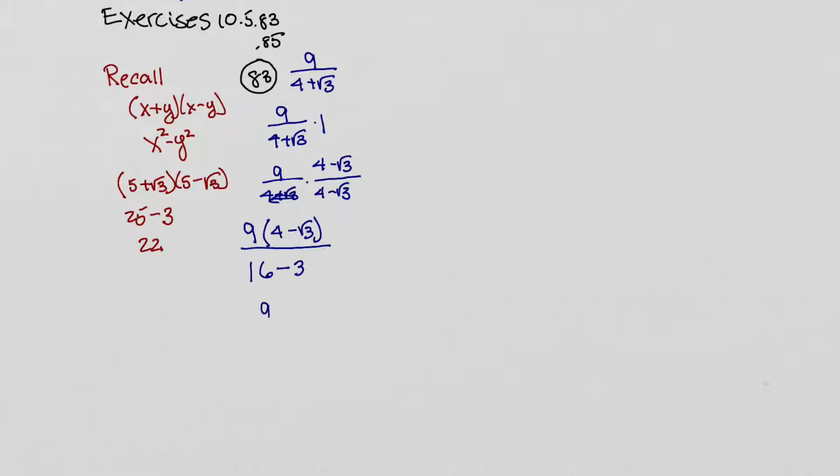So now we're going to have 9 times the quantity 4 minus square root of 3 all over 13. And that's probably the best we're going to do out of this one. The 9 and the 13 we can't cancel. And I don't really see any advantage of multiplying this through. So let's just say that that is our rationalized, that's our simplified form with a rational number in the denominator.